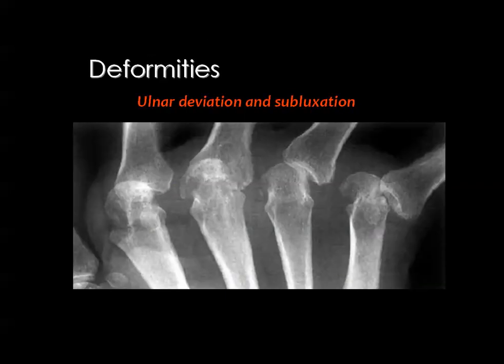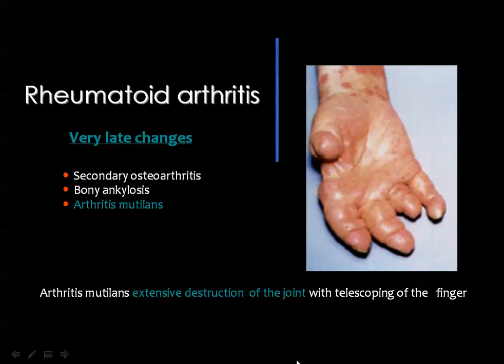metacarpophalangeal joints. And this is also a case of rheumatoid arthritis. You can easily appreciate the erosive bony changes, and you can also see the significant subluxation of the metacarpophalangeal joints. The related changes in rheumatoid arthritis will include the secondary osteoarthritis and sometimes bony ankylosis and what is known as arthritis mutilans.